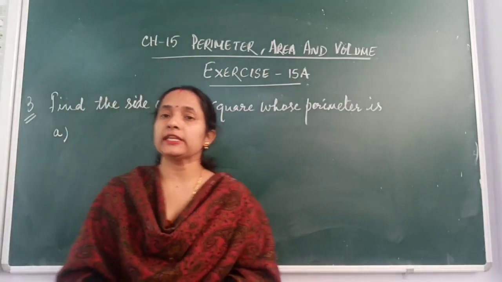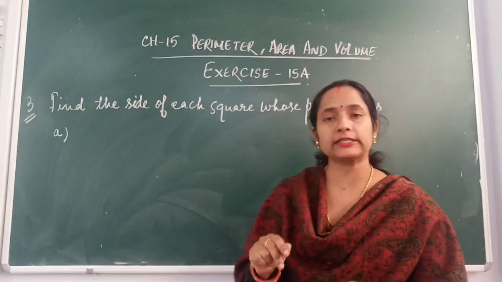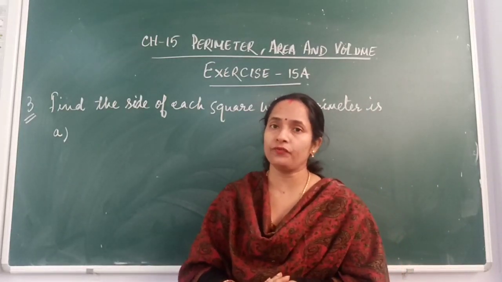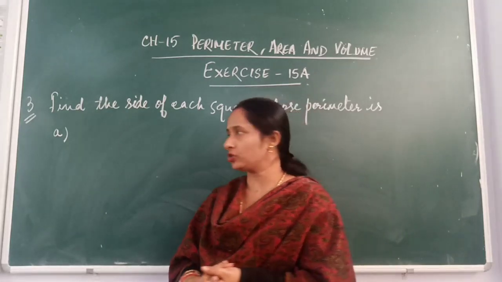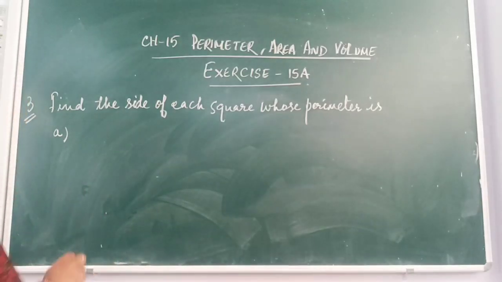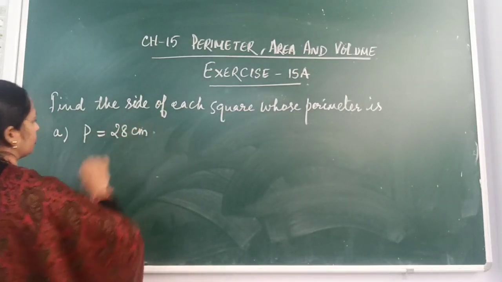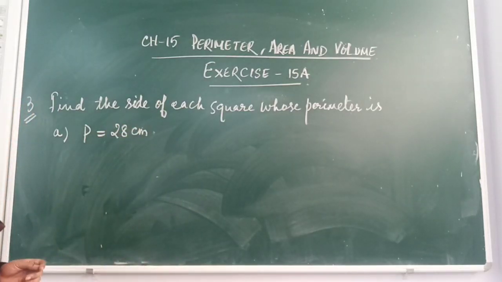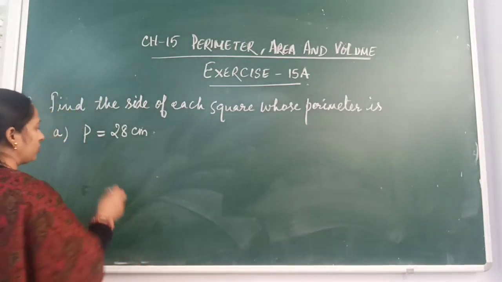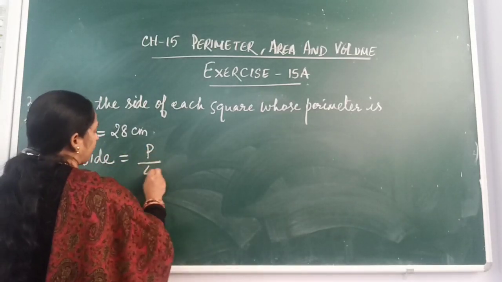The next question is: find the side of each square whose perimeter is given. So in this case you are given the perimeter of a square, whereas you need to find the length of the side of the square. So I am using A for you. Here in bit A, the perimeter P is equal to 28 centimeters is given. Isn't it? Now, if perimeter is given, then how can you find the side? I have given you the formula. Side can be found by perimeter by 4.